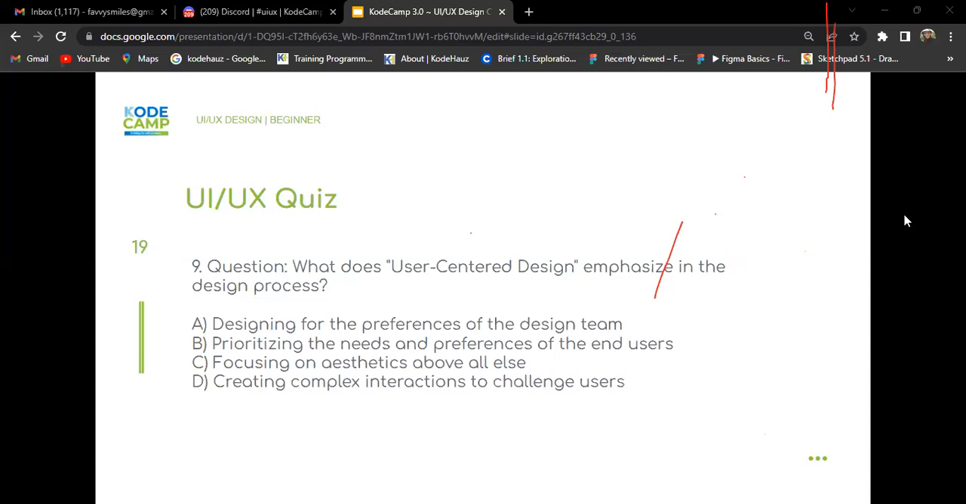So number 9, we have, what does user-centered design emphasize in the design process? A, designing for the preferences of the design team. B, prioritizing the needs and preferences of the end users. C, focusing on aesthetics above all else. D, creating complex interactions to challenge the users. Trial 300 got that correct. We have B as the correct answer, prioritizing the needs and preferences of the end users.